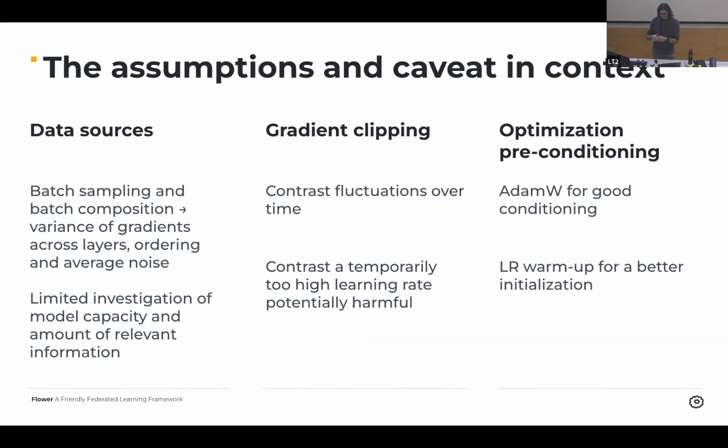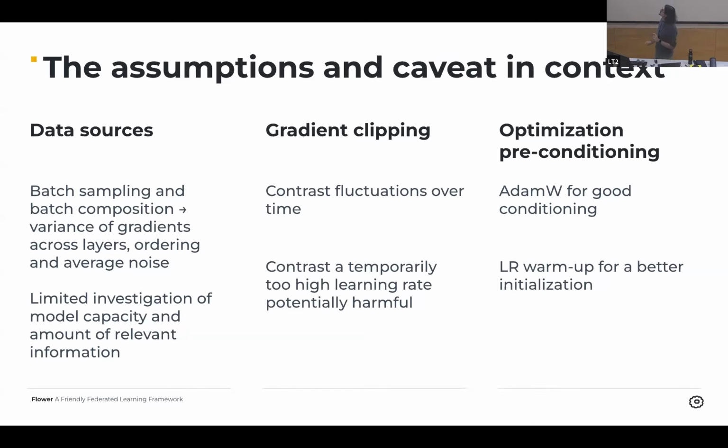At the same time, the cosine schedule helps decrease the learning rate gradually in order to match what we saw earlier in the increasing B noise. So when the B noise increases, because we're getting closer and closer to the optimum, we decrease the learning rate in order to balance these two effects.